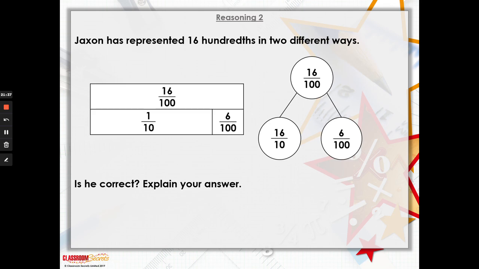Jackson has represented 16 hundredths in 2 different ways. Okay, so he's done one representation here, and he's done one representation here. And it's up to you to tell me, is he correct? And explain your answer. So both of the representations have to be correct. Okay, so is he right here? And is he correct here? Okay, so have a look at the fractions very carefully and tell me, has he done the part whole model correctly? And has he done the bar model correctly? Okay, so pause the video and let's see if you managed to do it.